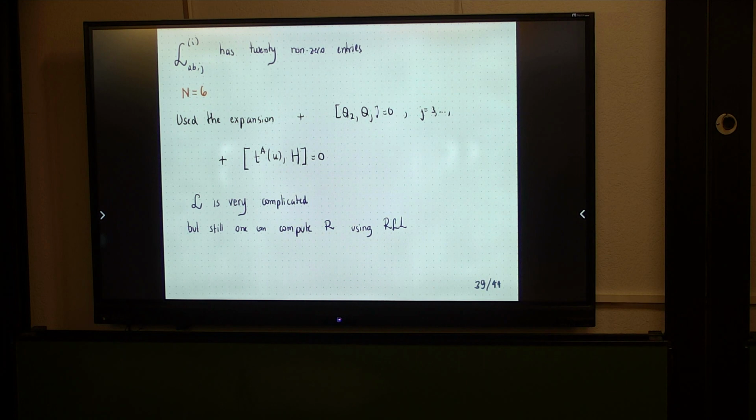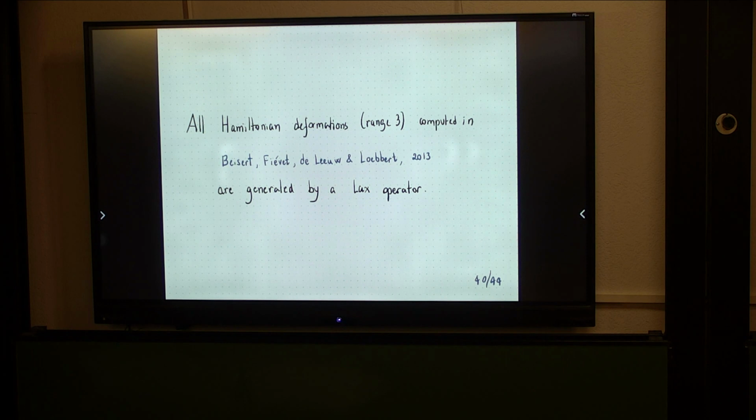One of the important things that we wanted to know was about that deformation equation, they had these range 3 deformations, and we found that there is a one-to-one correspondence. All the range 3 deformations they had for the Hamiltonian of the six vertex model are generated by a Lax operator. So I think this is, in some sense, one more indication that this deformation equation is correct.